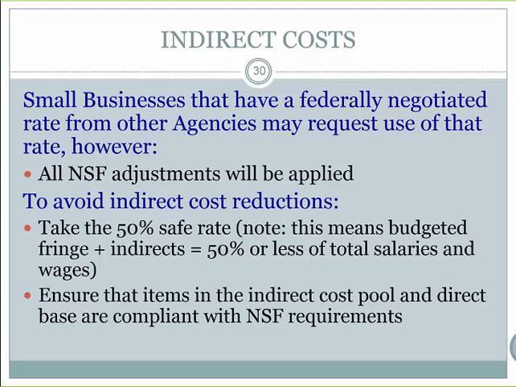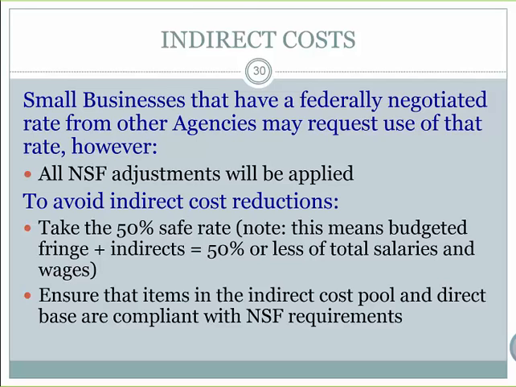All right, so if you, as the small business, have a federally negotiated rate from another agency, you can request that. We'll accept that. If you got one from DOD or wherever, if you had a previous contract, whatever, you can request that. However, keep in mind that all the NSF adjustments that we just went through that are unallowable, we're going to make those adjustments to the rate. So it's always going to come down. Right? So even if DOD gave you 95%, whatever, once we make all those adjustments for the NSF unallowables, it's going to come down.